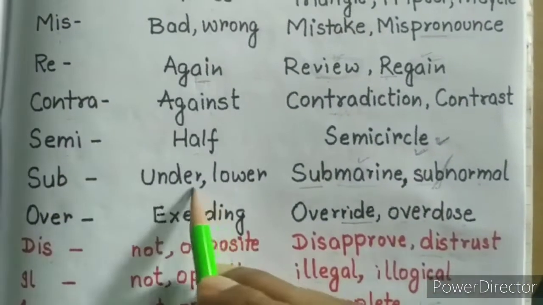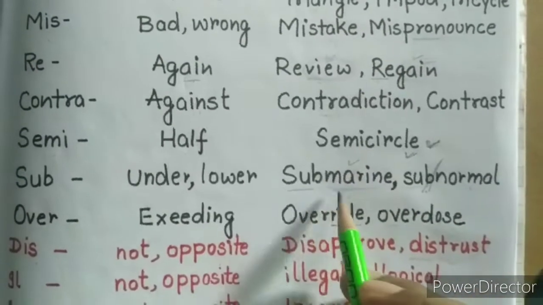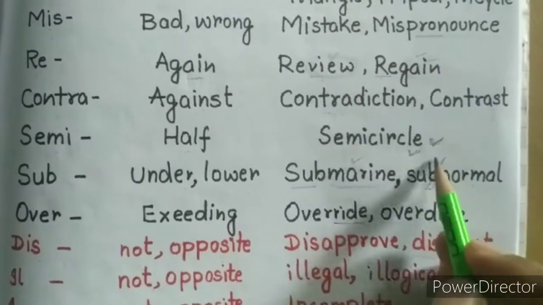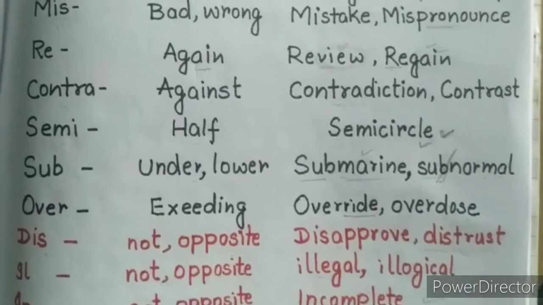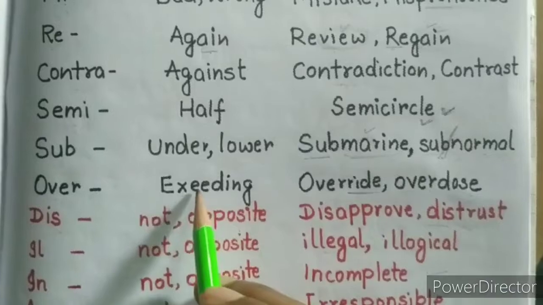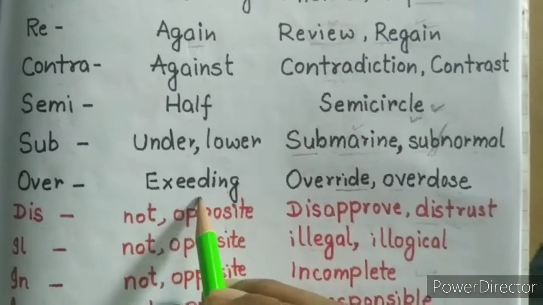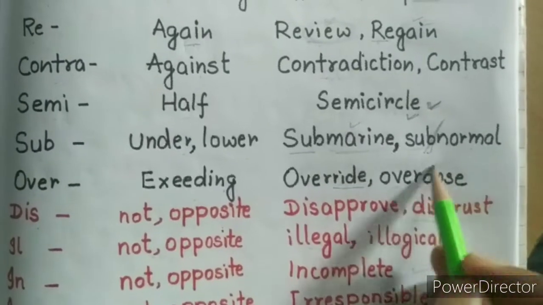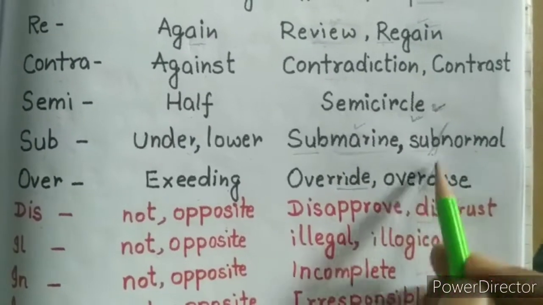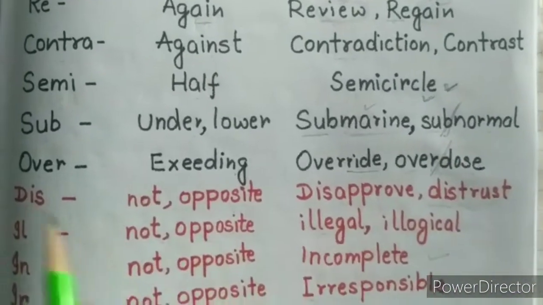Sub, under or lower. Submarine, a ship that travels underwater. The same way subnormal, below normal, that is subnormal. Say for example subnormal temperature. Next is over, exceeding the limit or the expectation of something. Override and overdose, that is way too much than that is suggested or required, that is overdose.